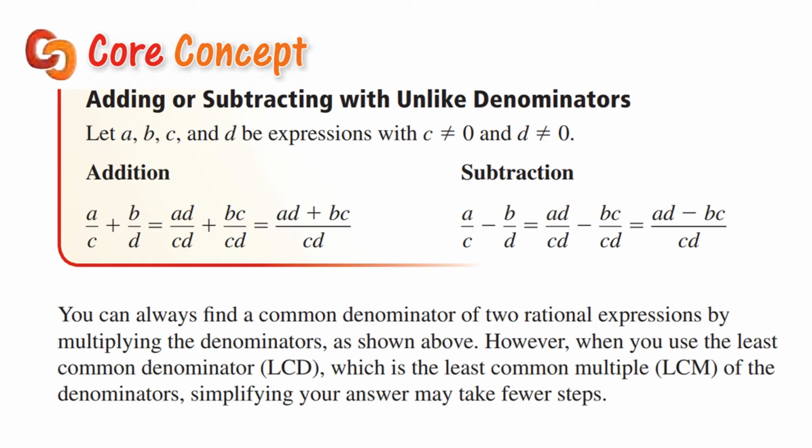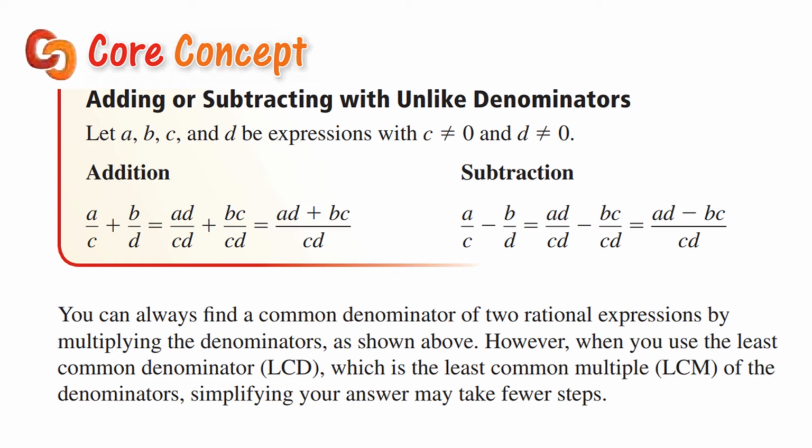When adding or subtracting fractions with unlike denominators, we have to create a common denominator. In the first example, when we have a over c plus b over d, one way to create common denominators is simply to take that first fraction and multiply by d over d, and the second fraction and multiply by c over c. Therefore, our denominator is CD, and you can see that our numerator will be AD plus BC.